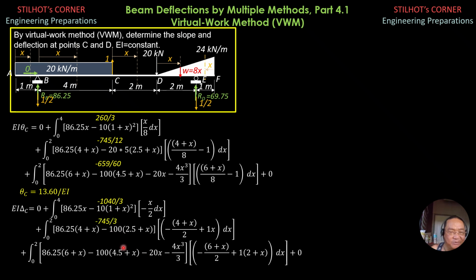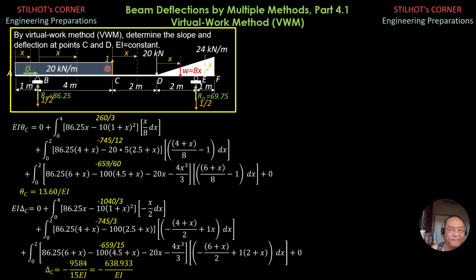This is equal to negative 745 over 3. And this one is equal to negative 659 over 15. Combining, we have delta C equals negative 9584 over 15 EI, or this should be the final answer in decimal form, negative 638.933 over EI.